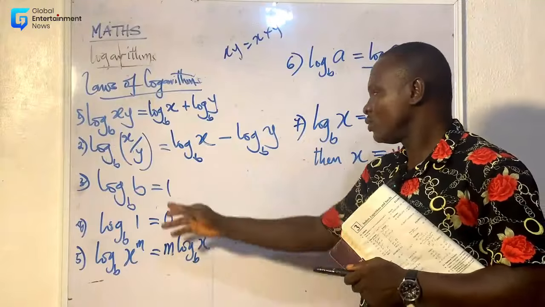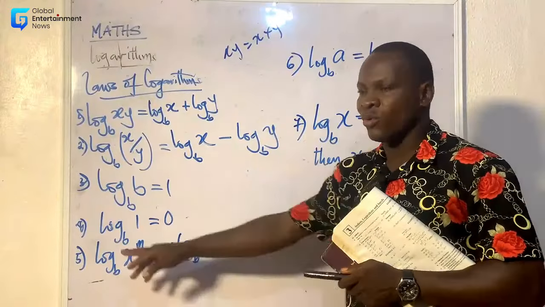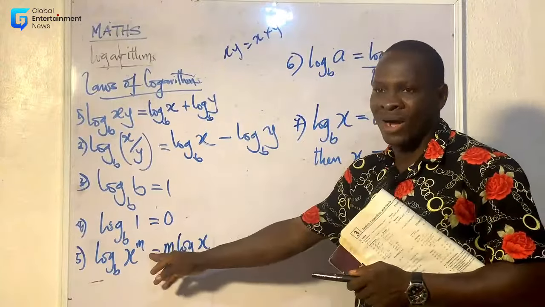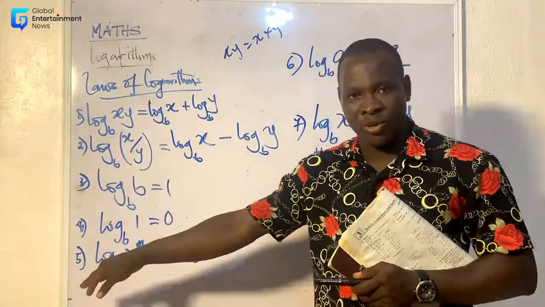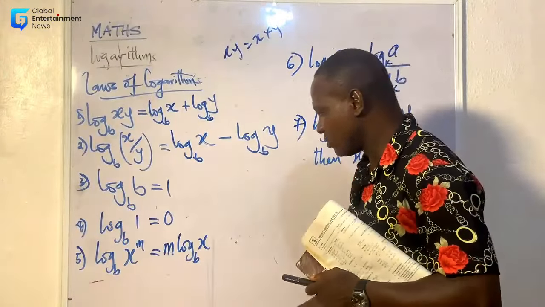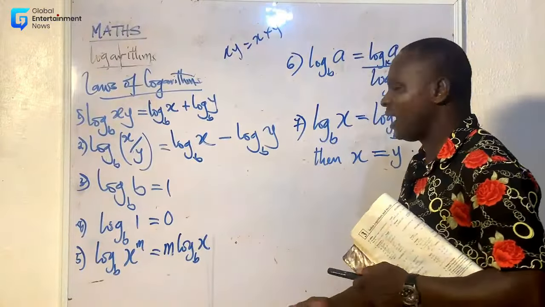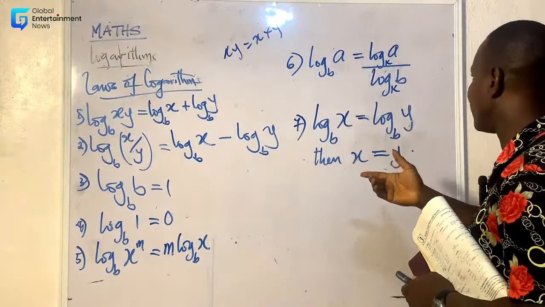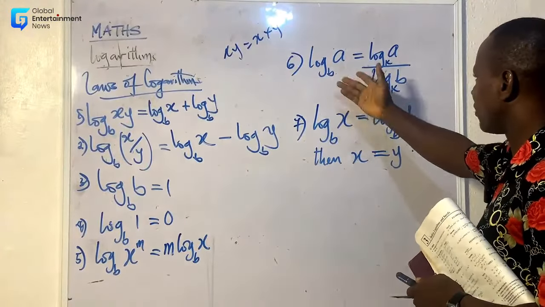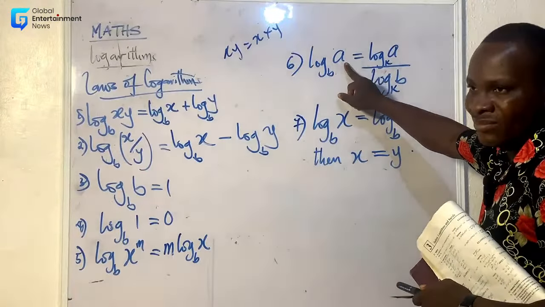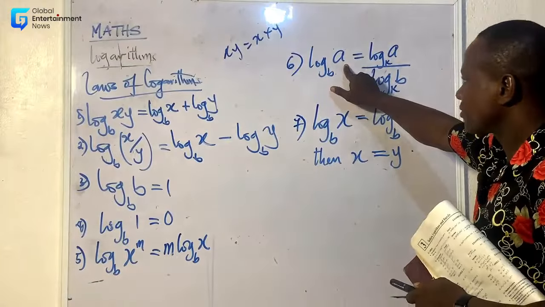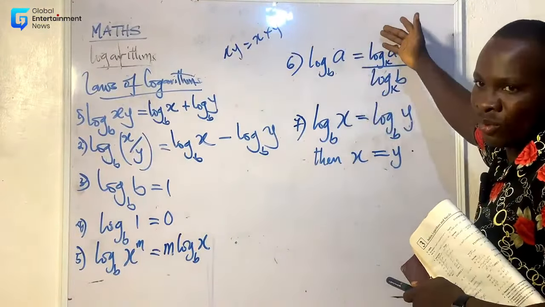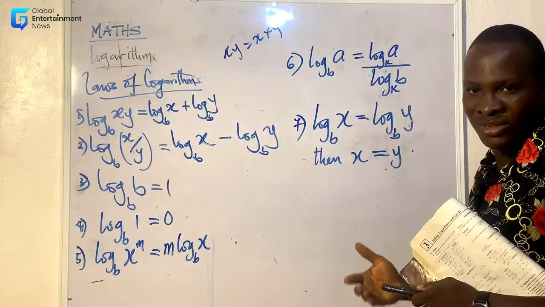So when you have log 1 to any base, it gives you 0. Then when you have a power, the power can come to the front of the log. And sometimes, like some of the questions we saw the other time, when you have different logs like this, it is the same thing as log A over log B, and you assign a different base.